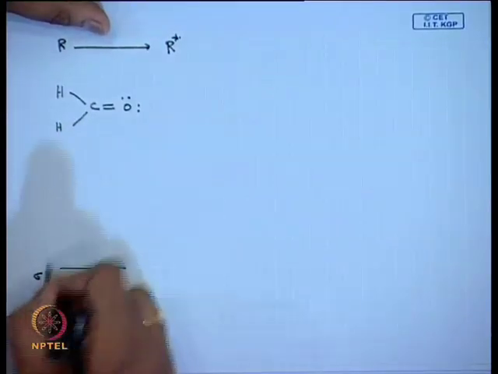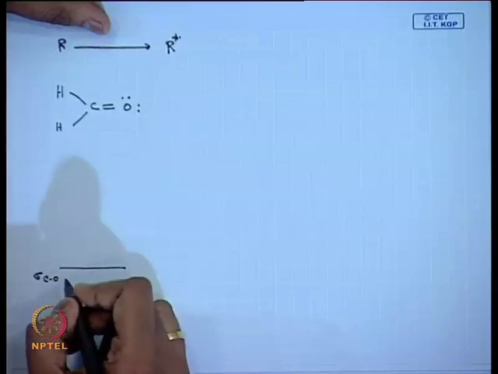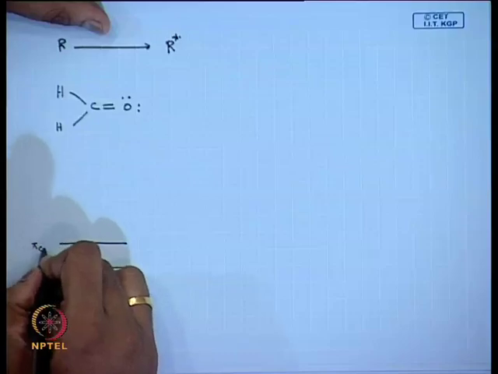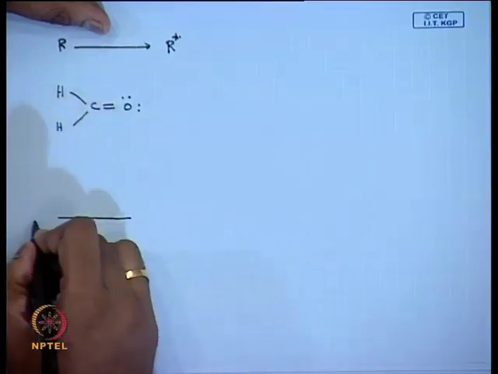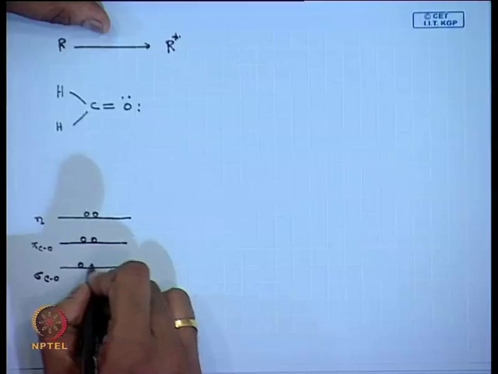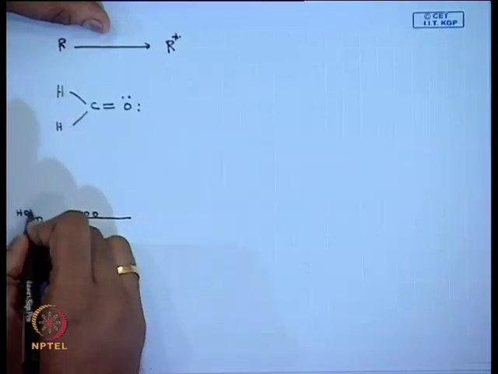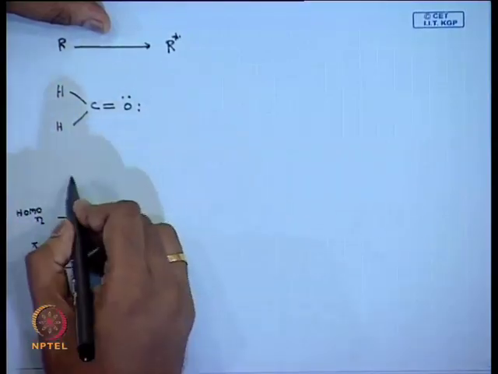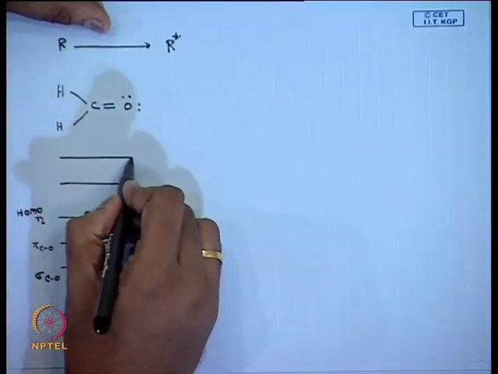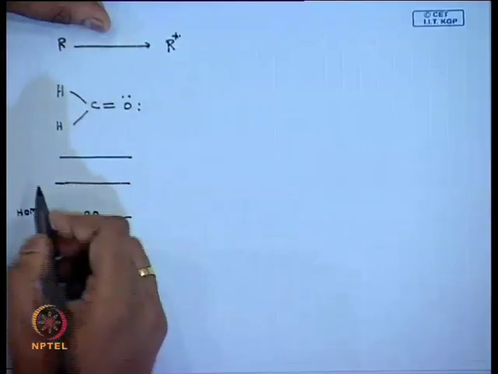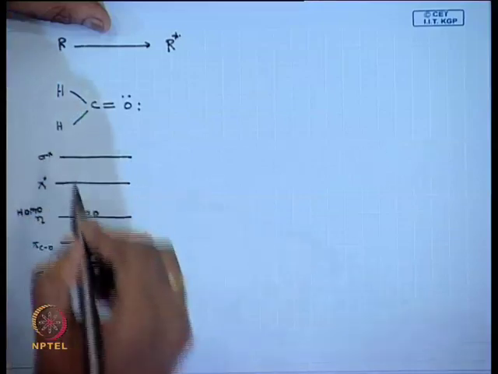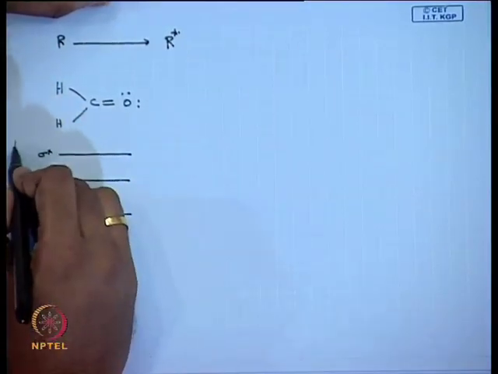So, you have a sigma. We will write the HOMO of that first: sigma CO, then you have a pi, then you have the non-bonded electrons, right. This we will consider as the HOMO. Then we will write a sigma star, the LUMO of this.